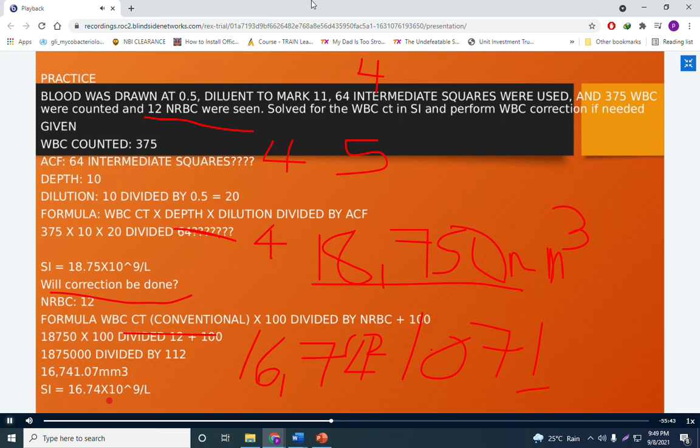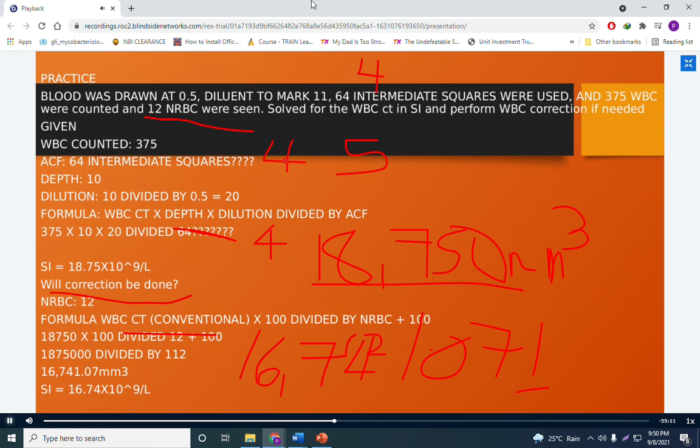Did you notice, class, that when you do a correction, it always decreases? From the uncorrected 18.75, after correction it becomes 16.74. So if you compute and your corrected count went up, there's a problem with your computation. It should always be lower than your computed WBC count.